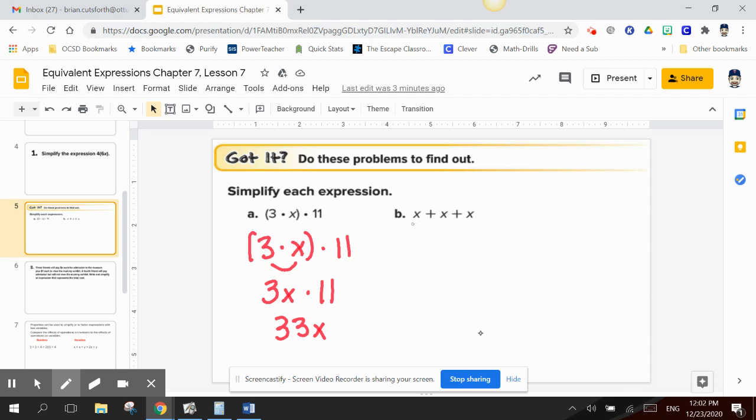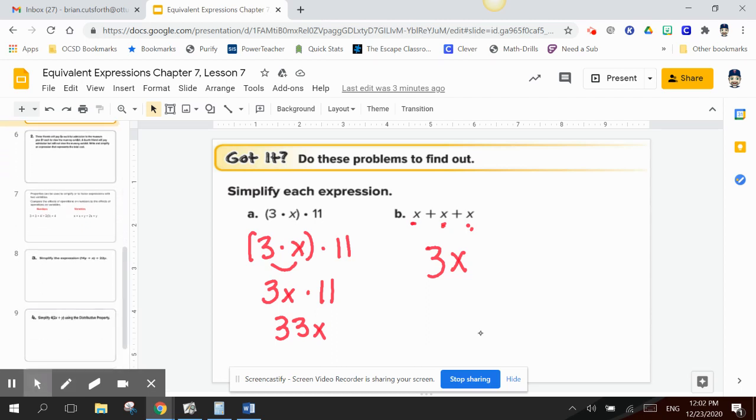Letter B, I have x plus x plus x. So x is my variable. How many do I have? 1, 2, 3. So 3 is my whole number. Because remember, multiplication is the same as repeated addition.